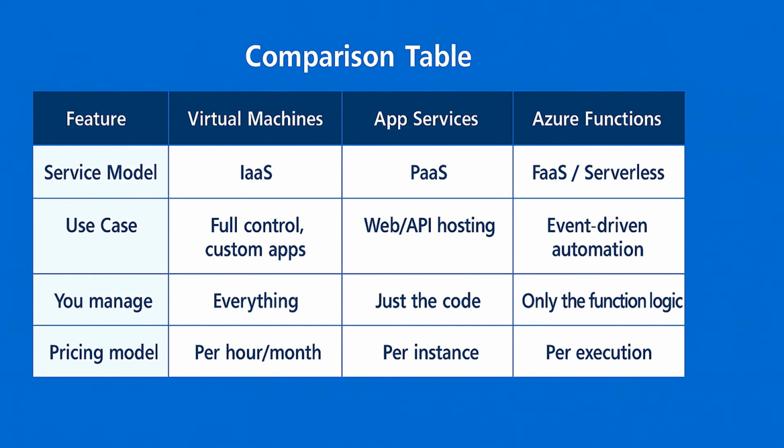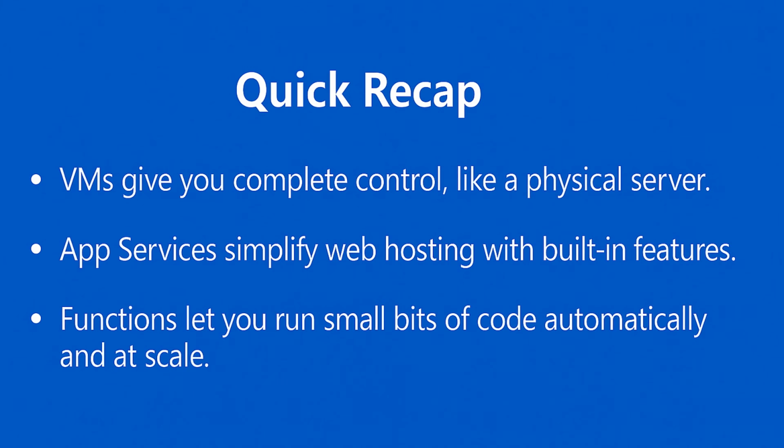And for the pricing model, for virtual machines, it's per hour, per month. App services is per instance. Azure Functions is per execution. Quick recap. VMs give you complete control, like a physical server. App services simplify web hosting with built-in features, and functions let you run small bits of code automatically and at scale.